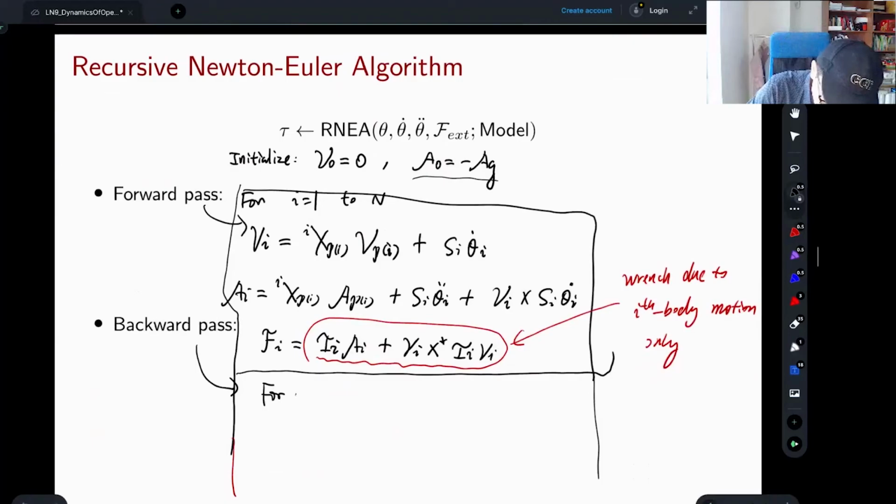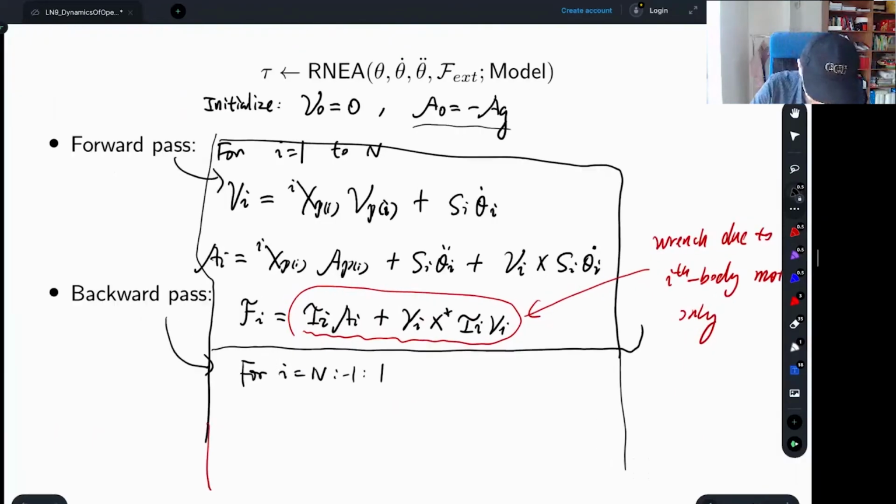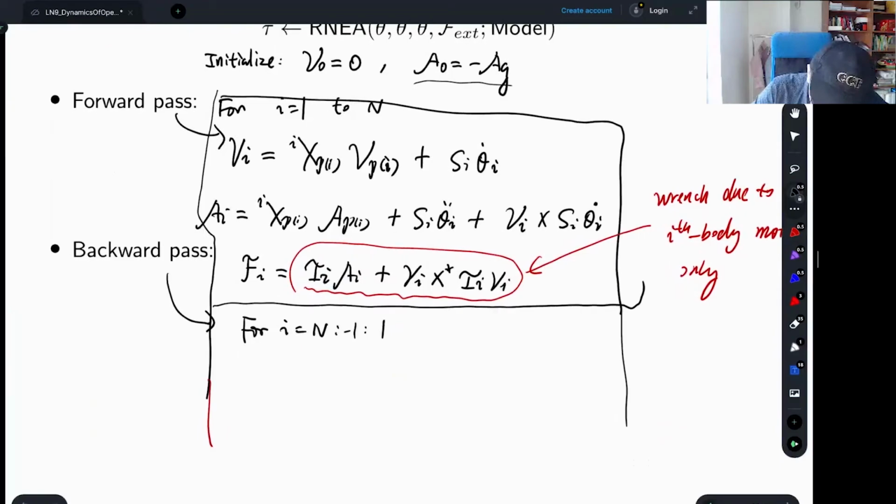Backward is very easy. So for i equal to n back to, let's say, -1 to 1, let's use MATLAB or Python's notation. At the beginning, the first node, the end or the leaf node, there's no children. The force or the joint torque is only used to generate motion. Suppose there's no external force. So at the beginning, tau_i is just S_i transpose F_i. This F_i is correct, right?